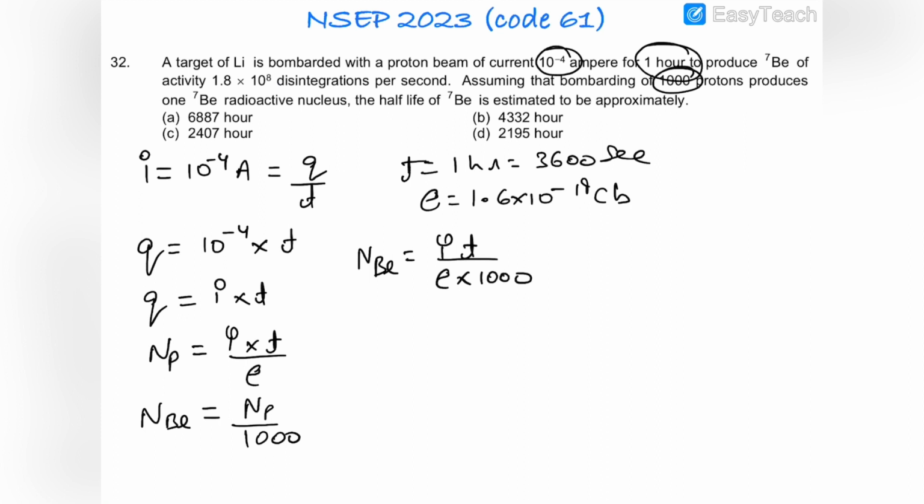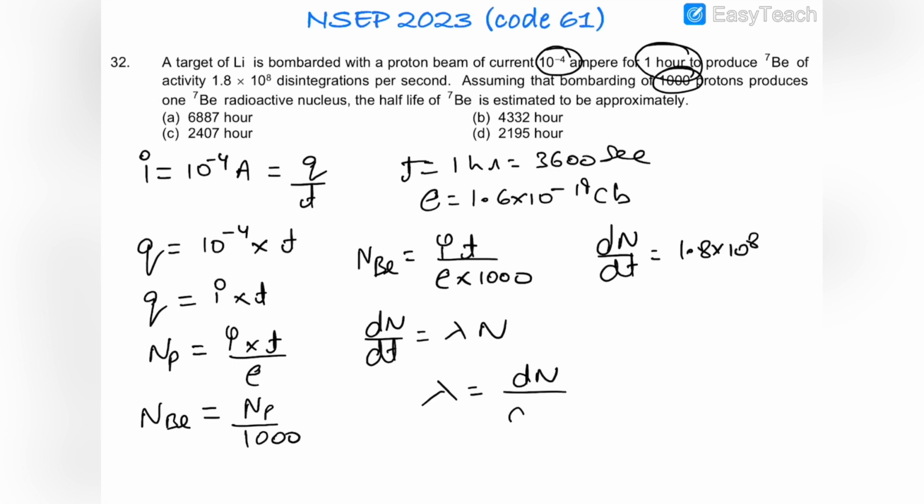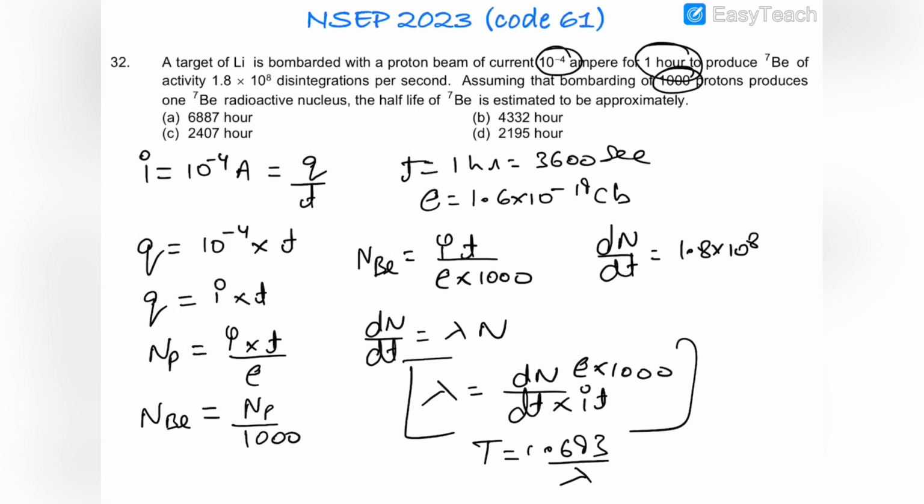And we know that the activity dN/dt is equal to lambda N, and dN/dt is given as 1.8 × 10^8 disintegrations per second, and lambda will be dN/dt upon N, where N is I T upon E into 1000. This is lambda, and half-life we know is 0.693 by lambda. So this would be approximately 2407 hours. Now we move on to the next question.